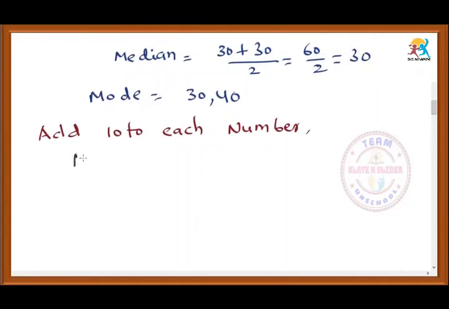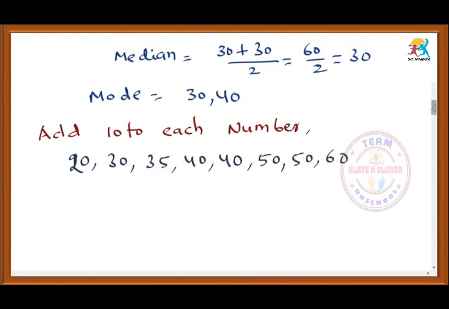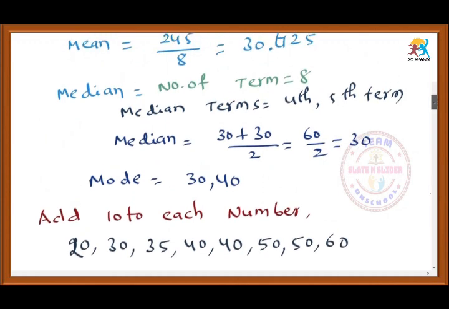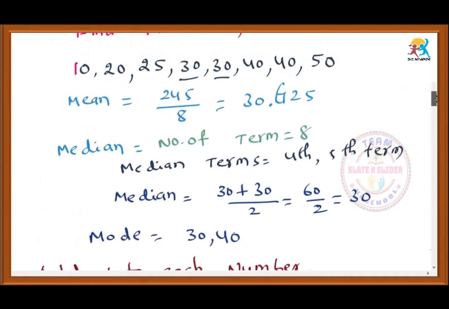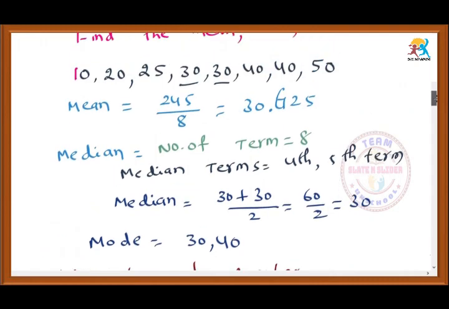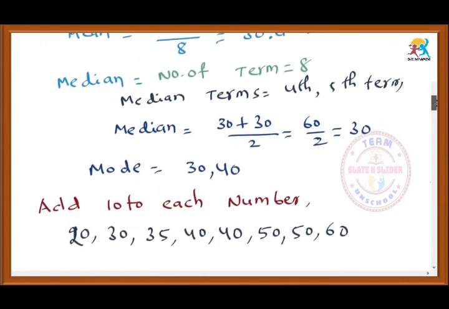So the next ones are 20, 30, and there we have the number 25. We can add 10, it will become 35, and 2 times 30, so we get 40, 40. And we have 40, that means here it is 50, 50, 60. Check once, add 10 to the numbers. So 20, 30, 35, 40, 40, 50, 50, 60, right.